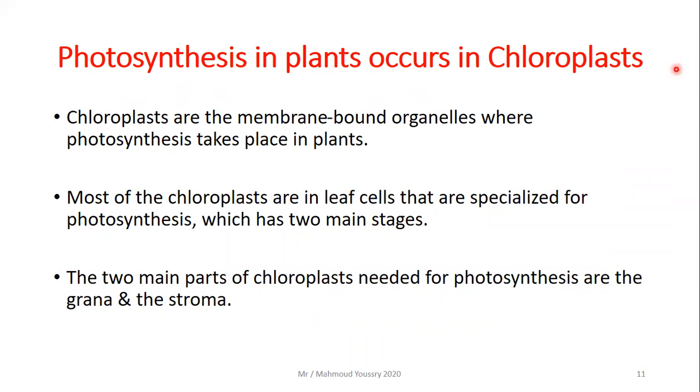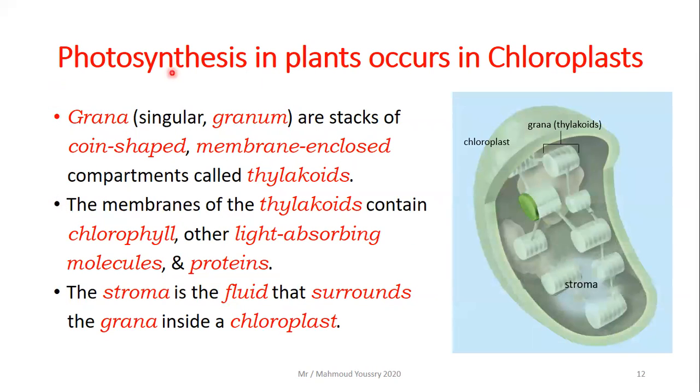Photosynthesis in plants occurs in chloroplasts. So we will talk about the chloroplasts, the membrane-bound organelles where photosynthesis takes place in plants. Most of the chloroplasts are in leaf cells that are specialized for photosynthesis. So we can find the chloroplasts in the cells of leaves, which has two main stages. The two main structures of the chloroplast needed for photosynthesis are grana and stroma. Let's see what about grana and stroma.